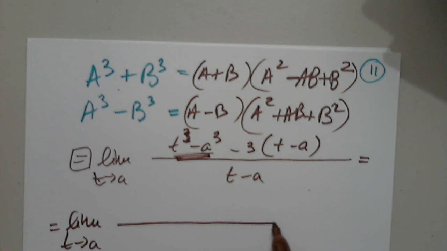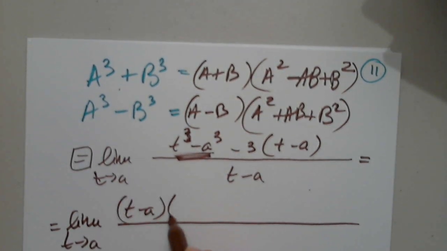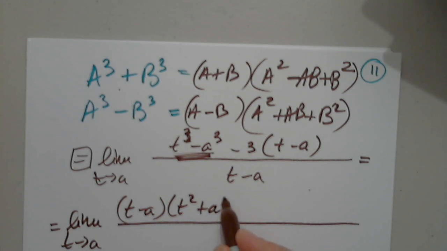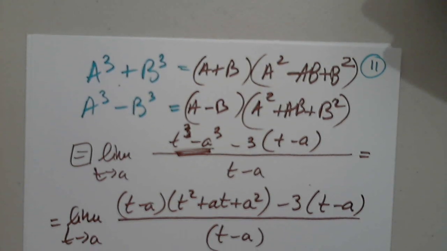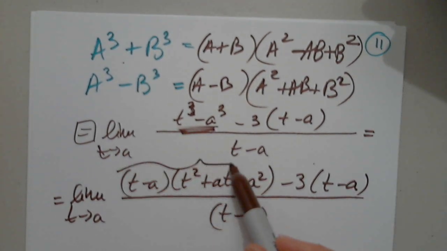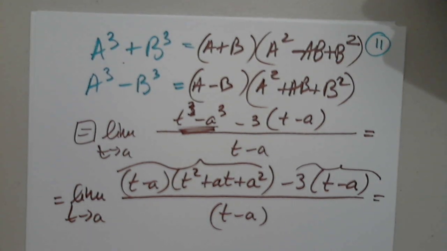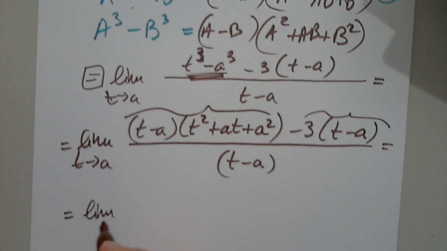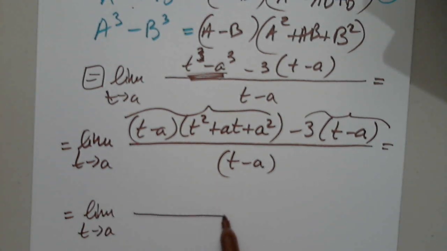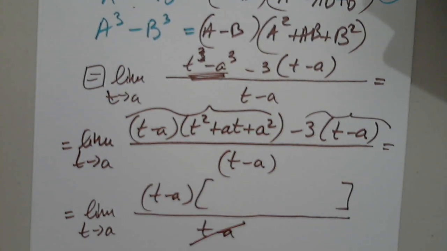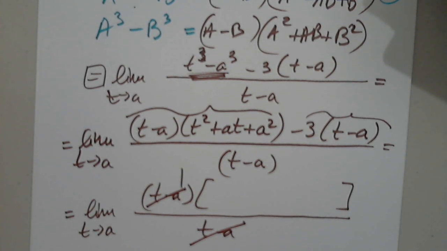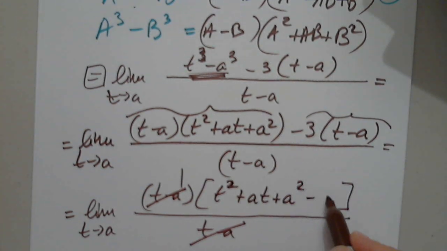Okay, so can anyone factor this for us based on what you see here? That would be t minus a times t squared plus ta plus a squared. Yes. Perfect. And then minus 3, t minus a over t minus a. Now do you see that these two terms have a common factor? And will you tell me which common factor we need to pull out? T minus a, because that is the problem. So then I have t squared plus at plus a squared and minus 3.